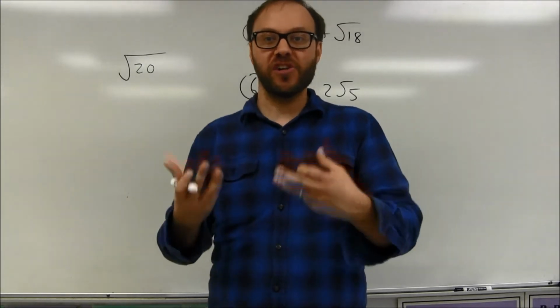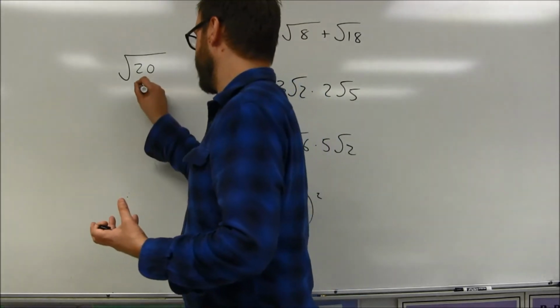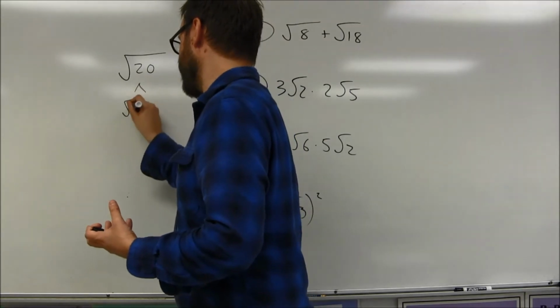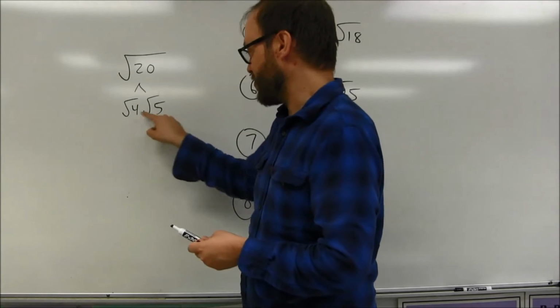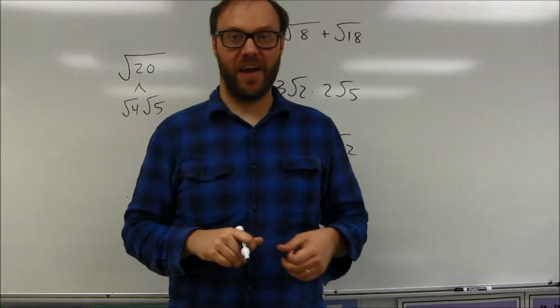Specifically, what's the largest perfect square that goes into that number? Okay, 20 can be broken up into the square root of 4 times the square root of 5. Okay, we just saw it. Multiply two numbers under radicals and multiply to give you the same value back.